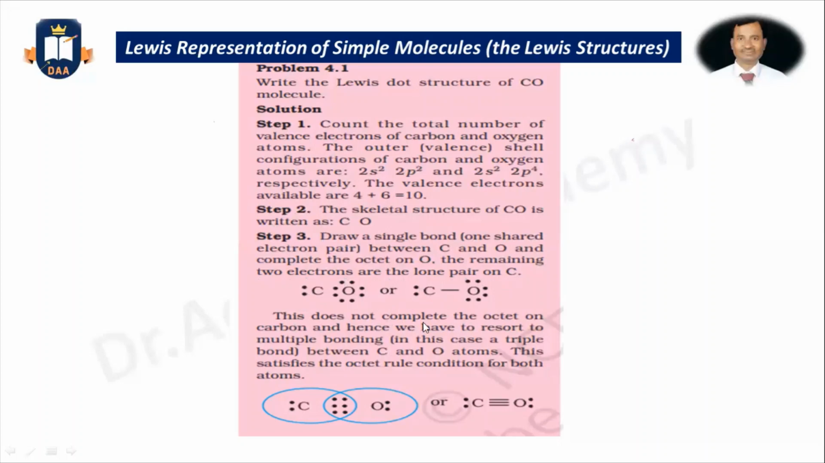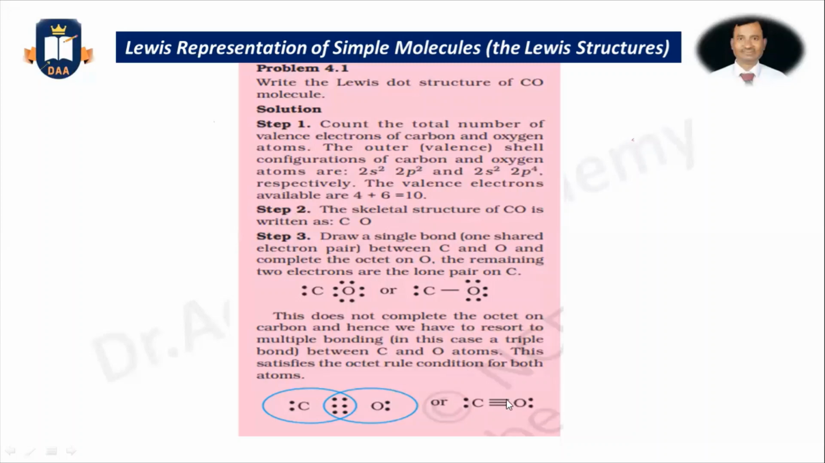So this does not complete the octet on the carbon, because carbon has 1, 2, 3, 4. And hence we have to resort to multiple bonding. That means we have to put multiple bonding to get the octet formation. How much short? 1, 2, 3, 4. So another 4 electrons you have to add here. 4 electrons means 2 pairs of electrons, and each pair of electrons means 1 bond. So 2 pairs of electrons means 2 bonds, and 1 single bond is already there. So ultimately you have to form a triple bond.